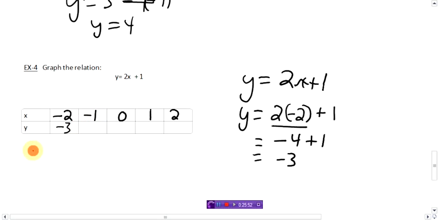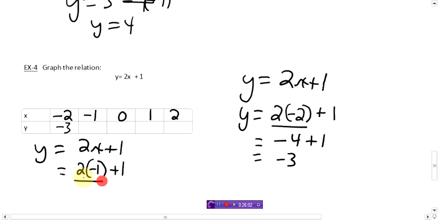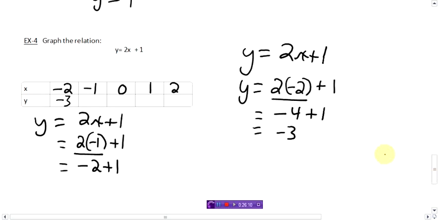Let's do negative 1. So again, write our equation out. Y equals 2x plus 1. Sub negative 1 into there. 2 times negative 1 plus 1. Multiplying first. 2 times negative 1 is negative 2 plus 1. Negative 2 plus 1 is negative 1. So when x is negative 1, y becomes negative 1. Isn't that weird?